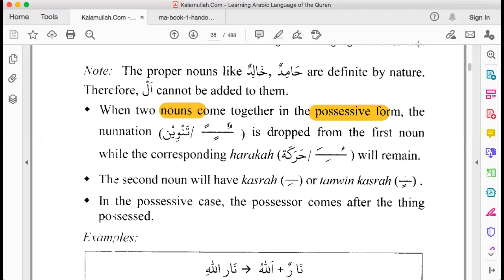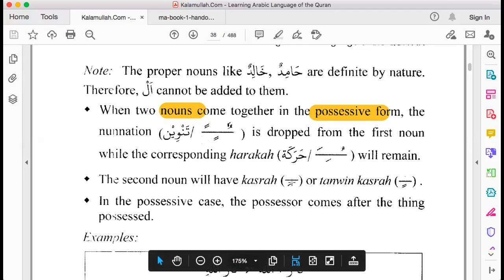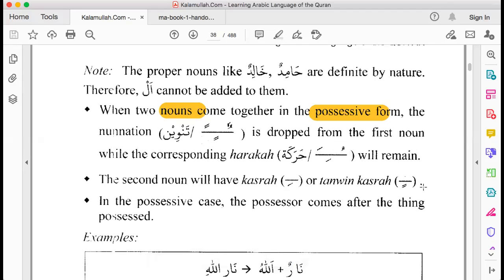So again, we're talking about two nouns that come together in the possessive form, right? So as we said, the tanween or the nunation is dropped. We talked about this already from the first noun. So if it's a dhamma, it will be single dhamma, fatha, kasra will remain, but the tanween will be gone. The second noun we said will always have a kasra, right? Or tanween, kasra.